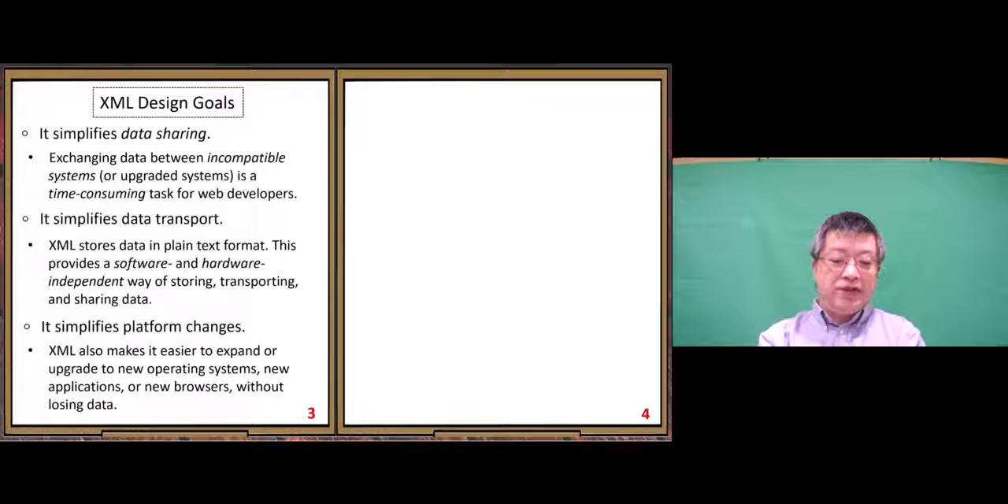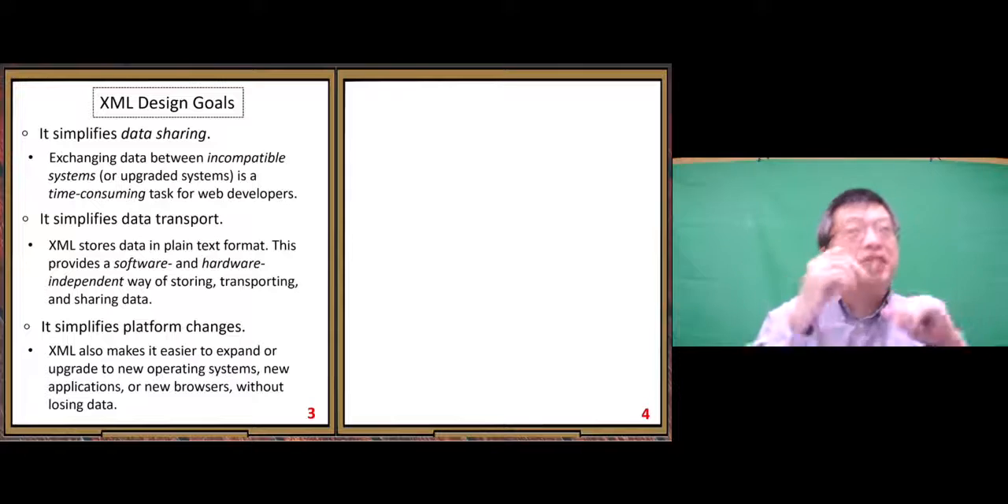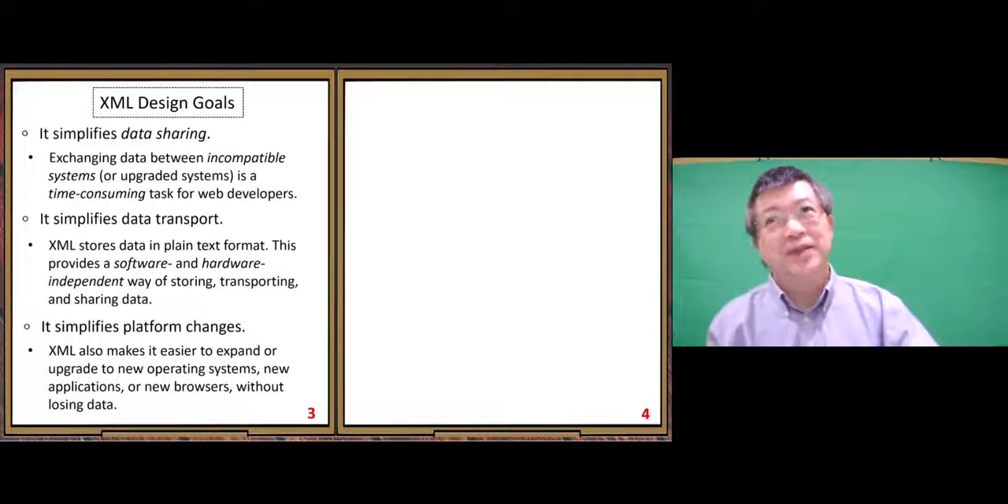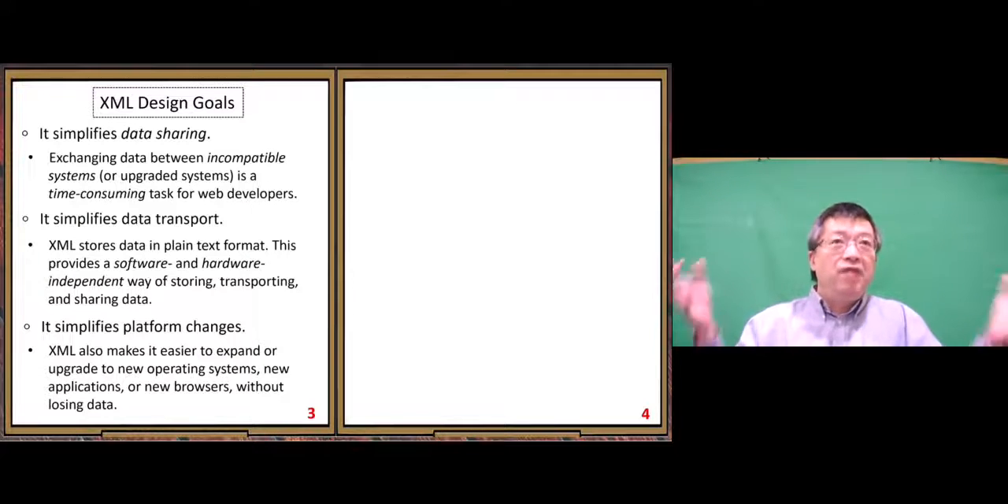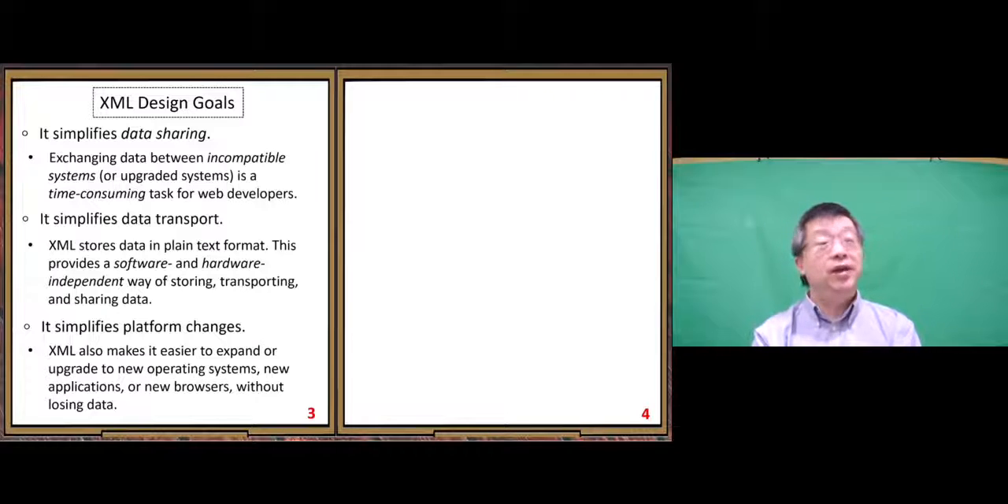Make it easier to expand or upgrade to new systems. That's what they try to achieve. So you get a nice thing if they can achieve this. That's really nice. But things are not that simple. In real world applications, it is not that simple. Another one, it simplifies data availability.